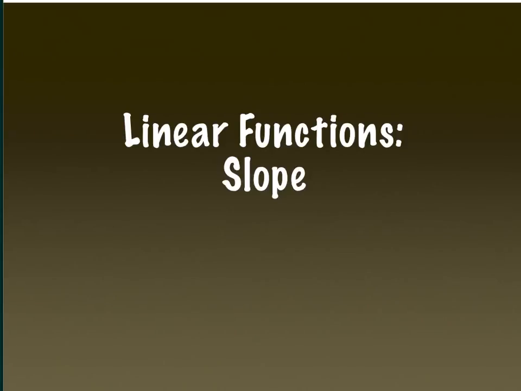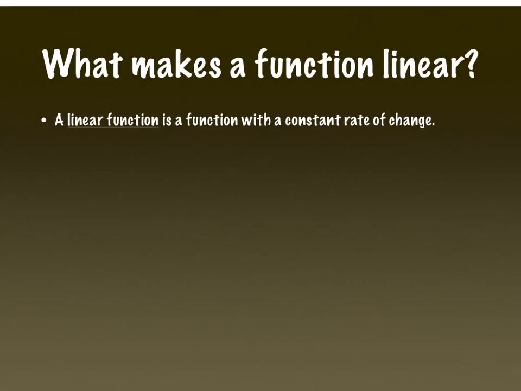In this lesson, we're going to talk about linear functions with respect to slope. So what makes a function linear? A linear function is a function that has a constant rate of change.